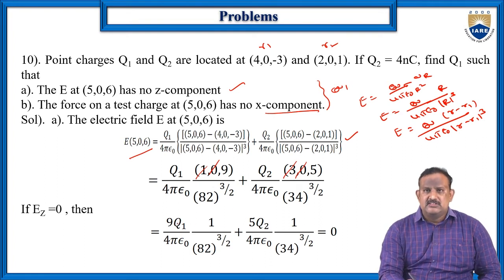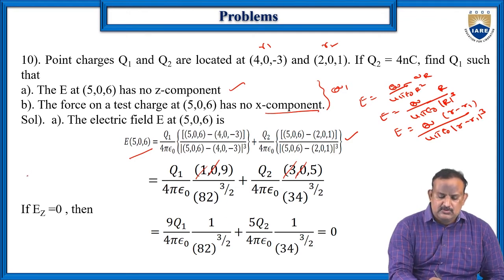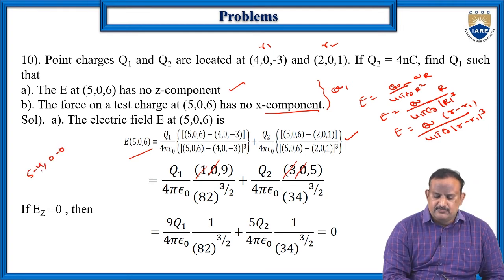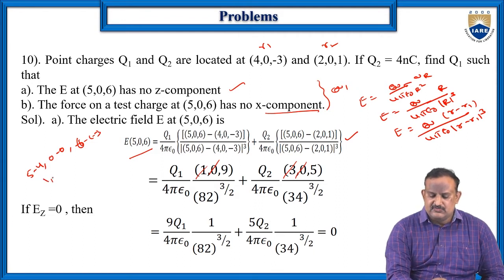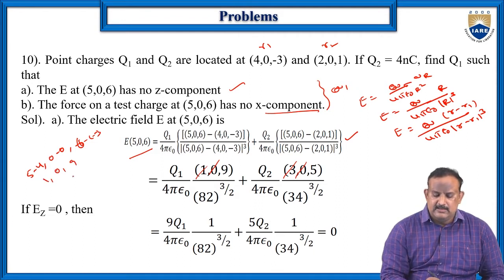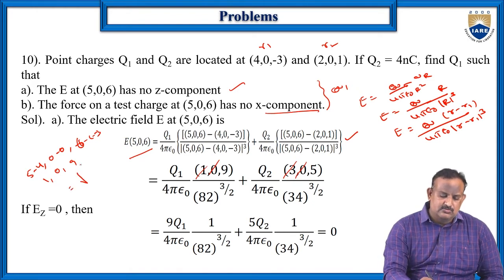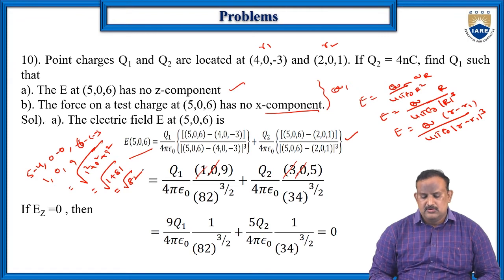Therefore the expression can be reduced as 9 Q1 by 4 pi epsilon naught into, if you find the distance between these two points, (5 minus 4, 0 minus 0, 6 minus of minus 3). So 5 minus 4 is 1, comma 0, comma 9. The distance is 1 square plus 0 square plus 9 square, so 1 plus 81, it is root 82.